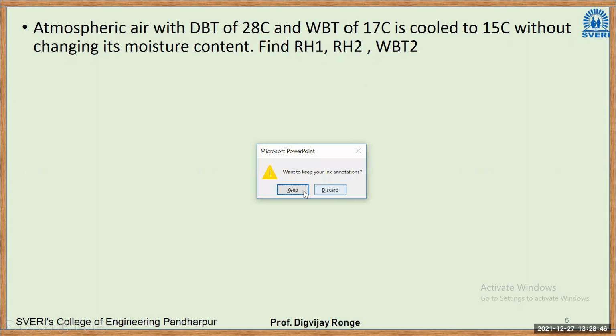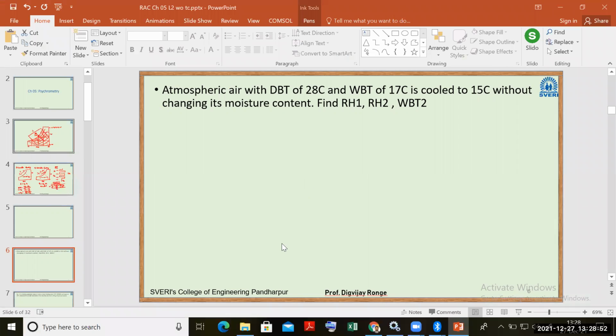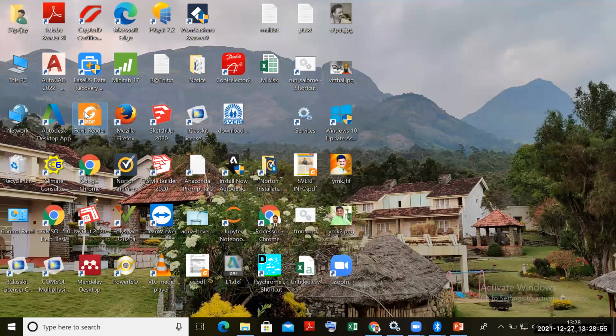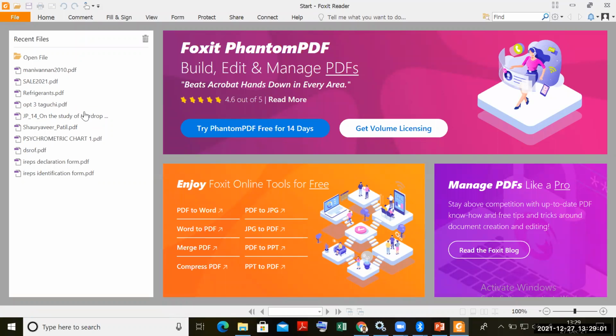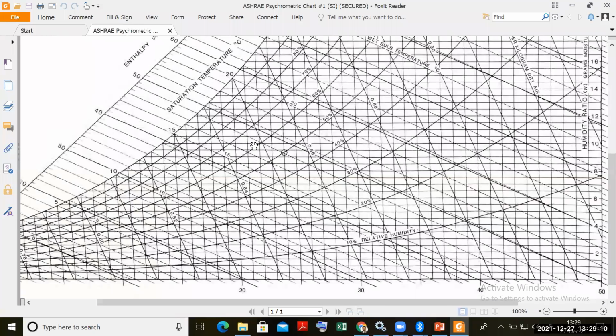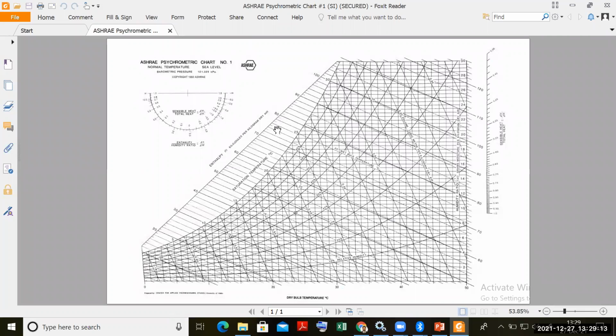For this, we have to go to the psychrometric chart. So there I will show you. This is a psychrometric chart given by ASHRAE in this case. First, I have to mark point 1. I'll make use of annotation. Here the WBT was 17 degrees Celsius and DBT was 28 degrees Celsius.